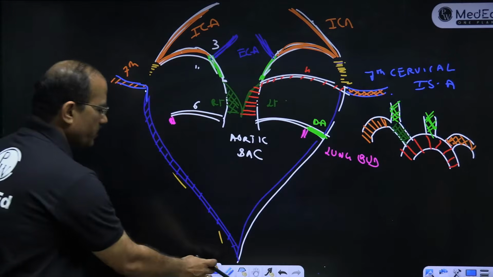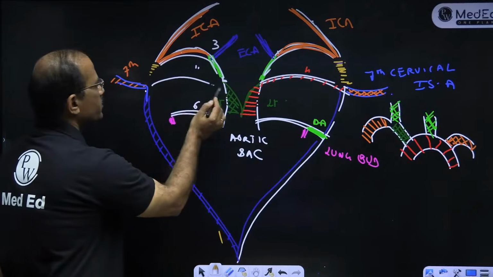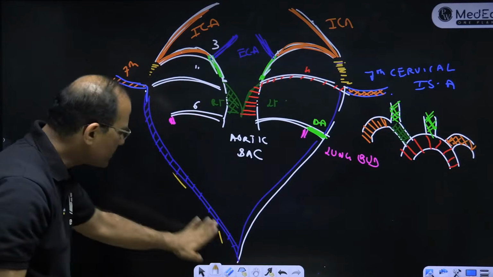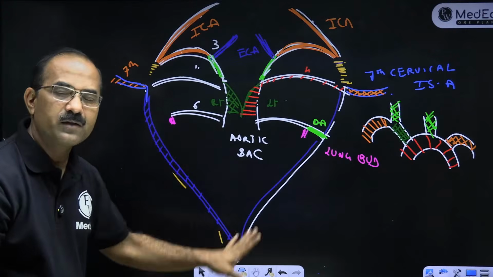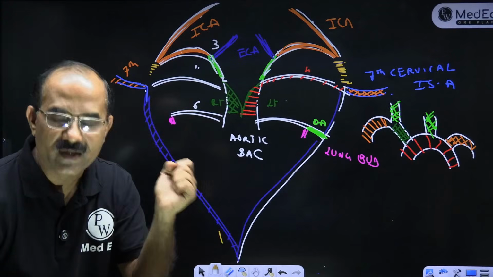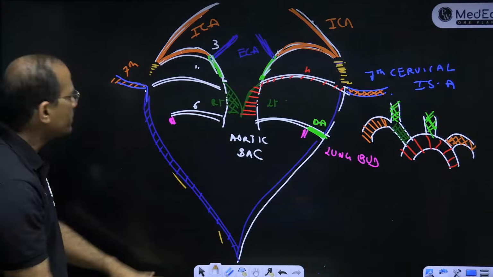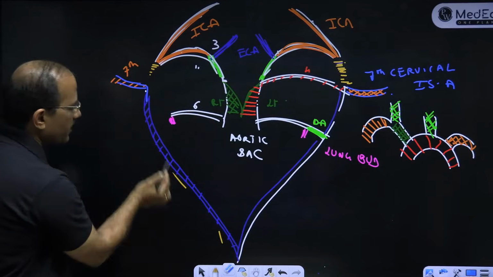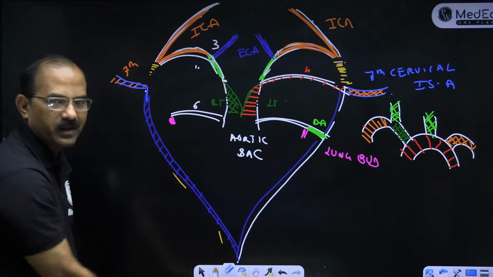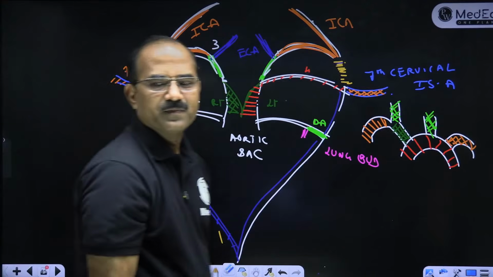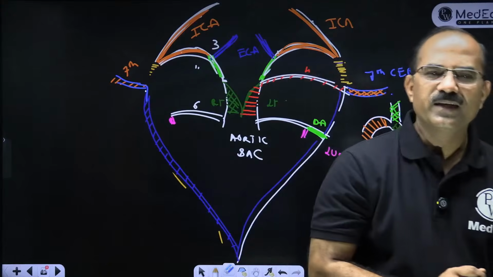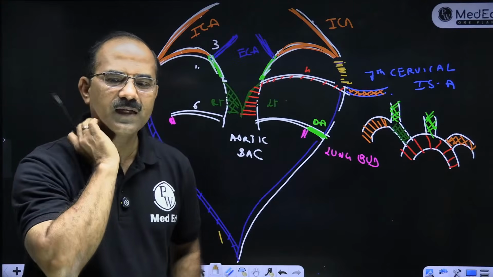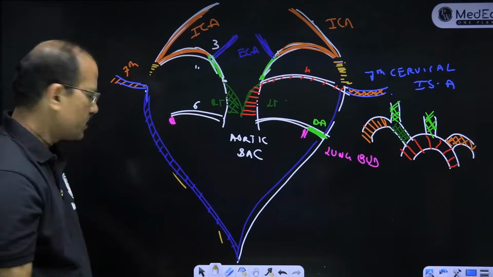See, normally if this is the fourth arch artery, and if it is remaining, only this is persisting, so it results in a double aortic arch. And suppose this persists and this disappears, then this whole will form an abnormal subclavian artery. Fine, just remember this. Very good. Okay, so this is what you are supposed to remember.